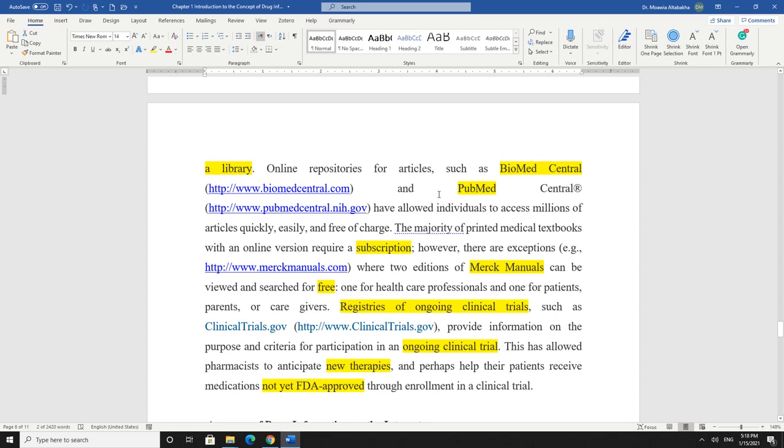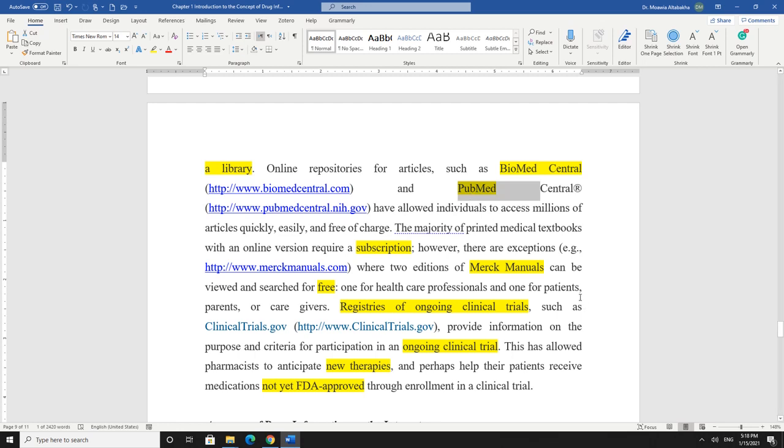Okay, among the websites that allow you to access a good or quality type of information, we have PubMed. Okay, and PubMed mainly allows you to search journals in biomedical fields.